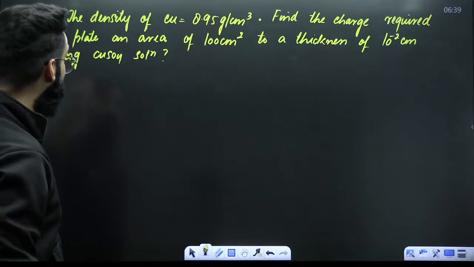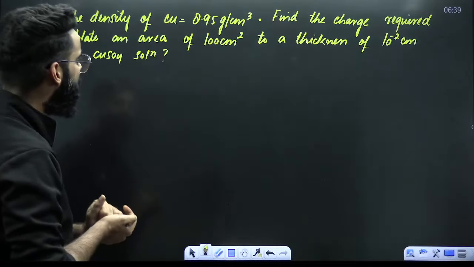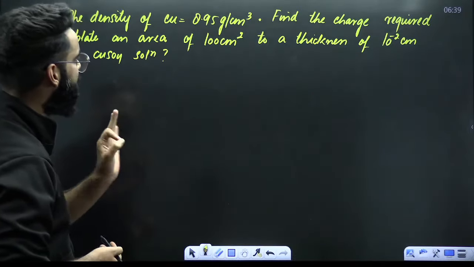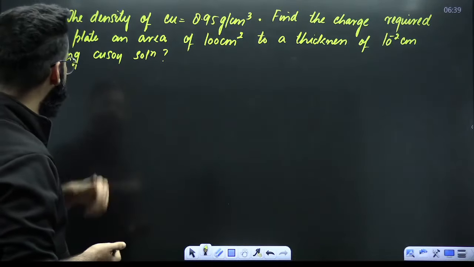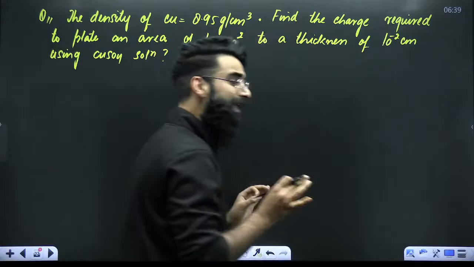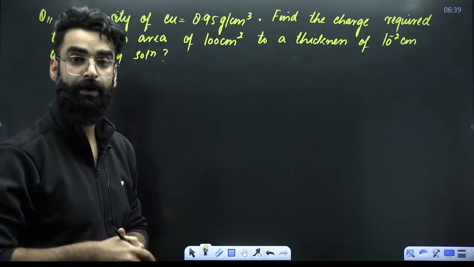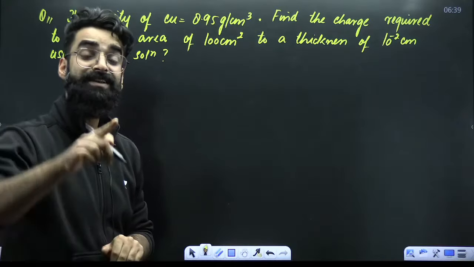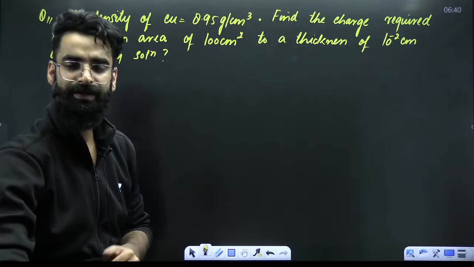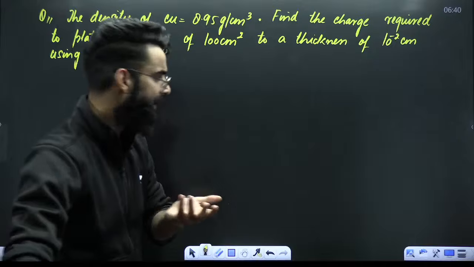The question is, the density of copper is 8.95 grams per centimeter cube. Find the charge required to plate an area of 100 centimeters square to a thickness of 10 raised power minus 2 centimeters using copper sulfate solution. My dear students, when we do the electrolysis of aqueous CuSO4, what happens at cathode? At cathode, Cu2+ gains 2 electrons and gets converted into copper solid. And that copper solid is deposited on the cathode, right?